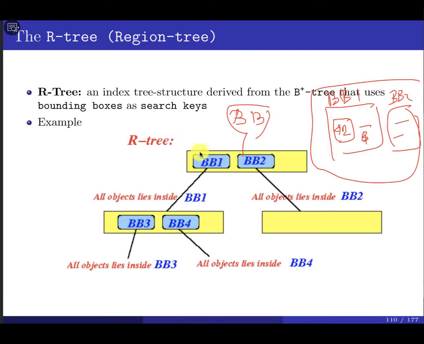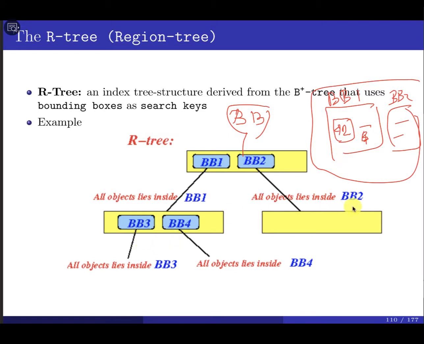Inside this structure, I'm going to use the bounding box as a search key, in order to organize the data and find what I'm looking for. This is the root, the first level, and for every single bounding box I'm going to have a pointer. What does this pointer mean? It points to all the objects that are completely inside this bounding box. For BB1, we have BB2 and BB3, bounding box 2 and bounding box 3.